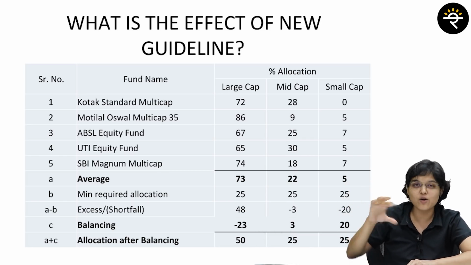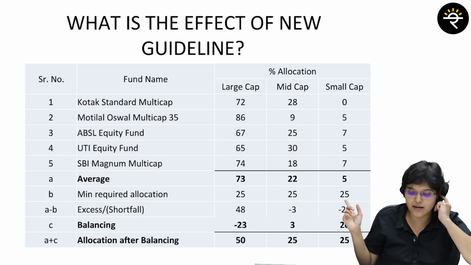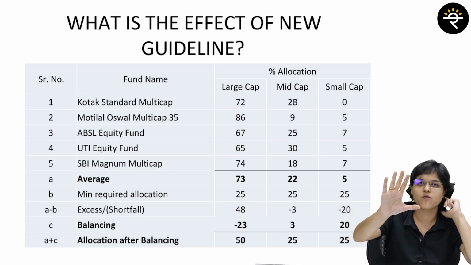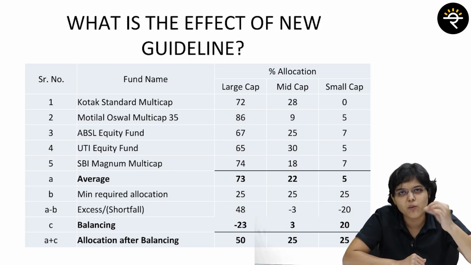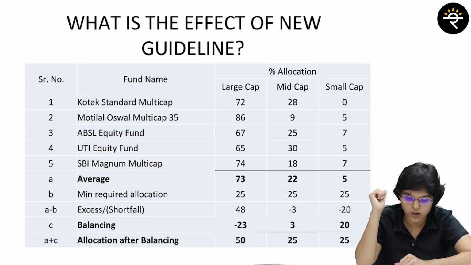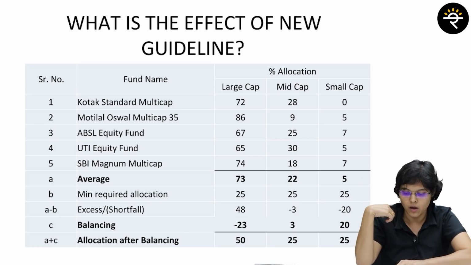Okay, so here you can see that on an average 73% of the allocation goes to large caps, 22% to mid caps, and only 5% to small caps. Now what next? What is the minimum required allocation? Minimum required allocation is 25%, 25%, and 25%. So with this, what will happen?